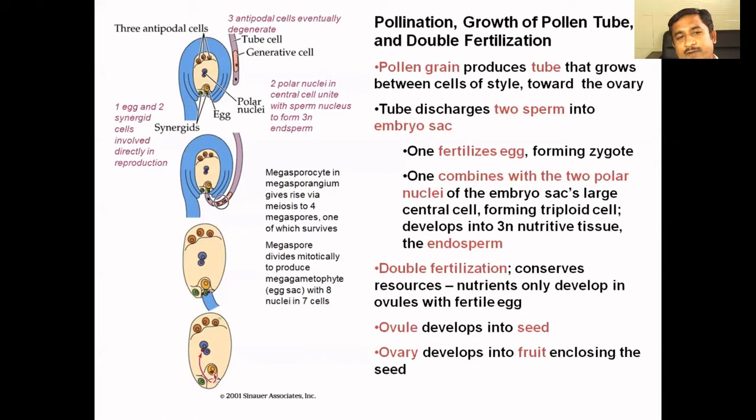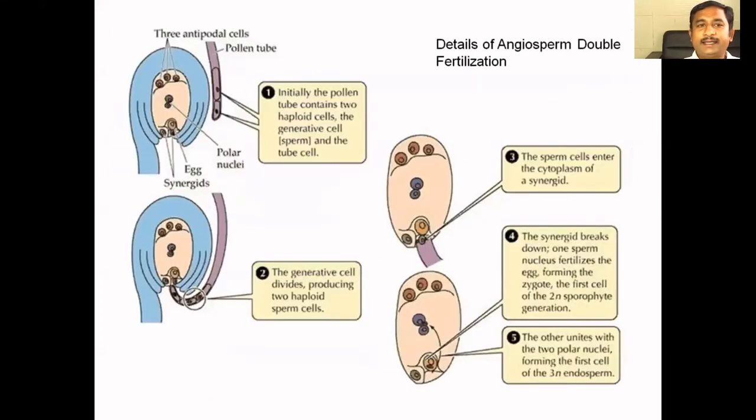And there is one cell that is going to fertilize the egg, and another going to the polar nuclei. This entire process is called double fertilization. This is how the word double fertilization comes into the picture here. Scientifically speaking, of the kind of seed development, this double fertilization conserves the resources and nutrients, and only develops the ovule with the fertilized egg. The ovule develops into a seed, and then the ovary develops into a fruit that covers the seed. And here is the entire process.